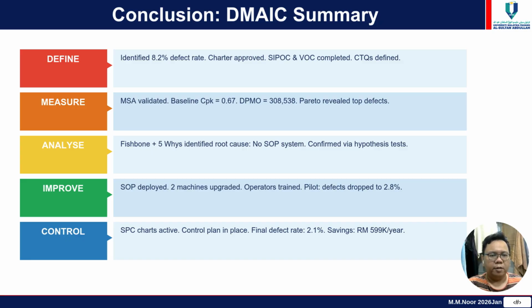In summary, the DMAIC methodology successfully reduced defects and improved process capability. The define phase identified the problem, measure established the baseline, analyze identified the root causes, improve implemented effective solutions, and control ensured sustainability of the gains achieved.